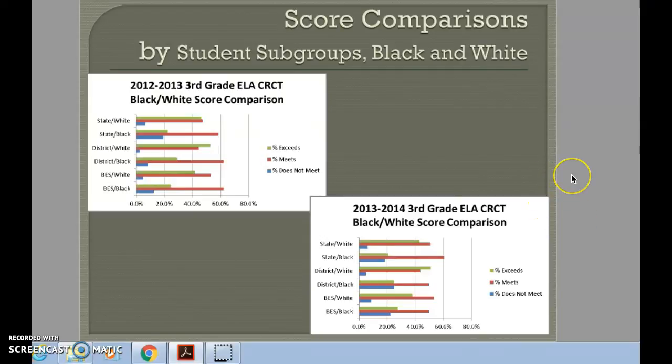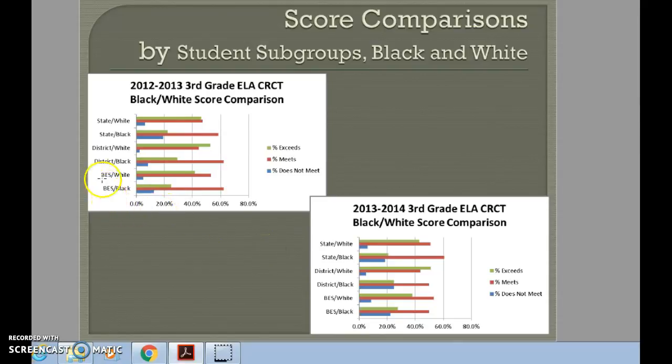The next item of data that I wanted us to look at would be the score comparisons by student subgroups, particularly focusing on the black and white student populations, the differences there, with the does not meet, meets, and exceeds rates on the 2012-13 CRCT data and the 2013-2014 CRCT data, and then taking a look at the last 2 years of the milestone data.